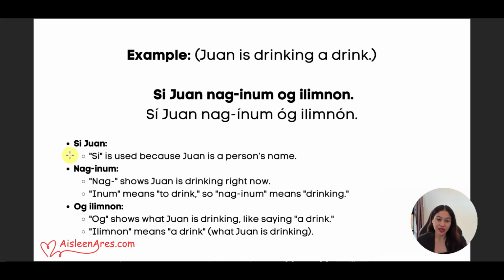Si is a subject marker for a specific name or proper noun. So we have our subject here, the doer of the action, si Juan. Nag-inom shows Juan is drinking. And og ilimnon shows what Juan is drinking. So this is basically like saying to someone, Juan is drinking a drink. Okay? So that drink is unknown to the person that I am speaking to.